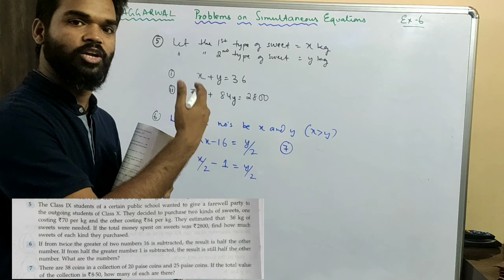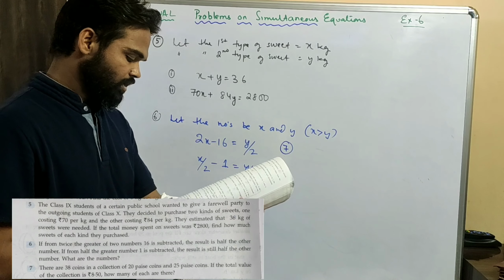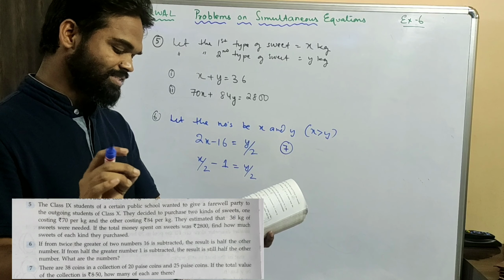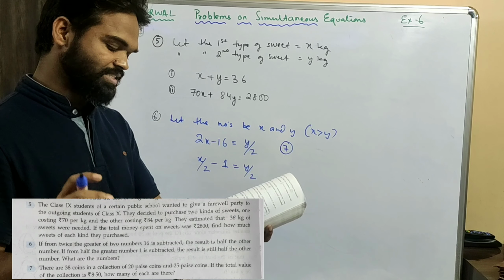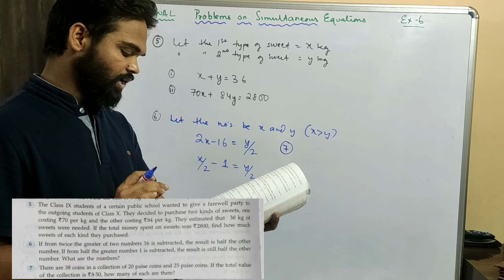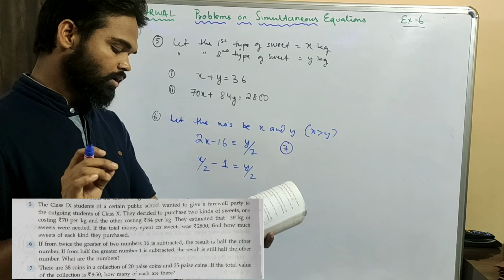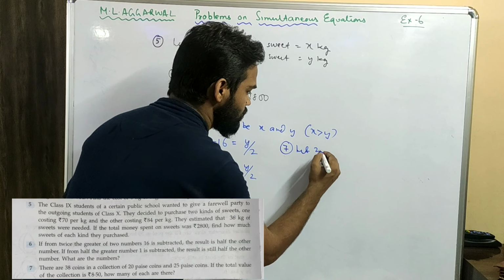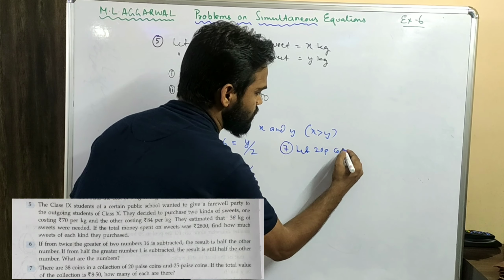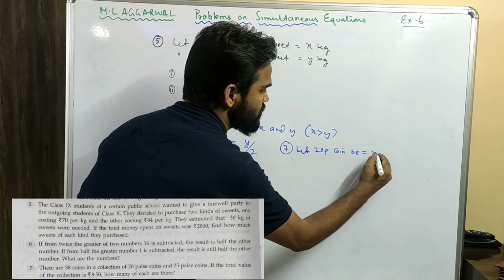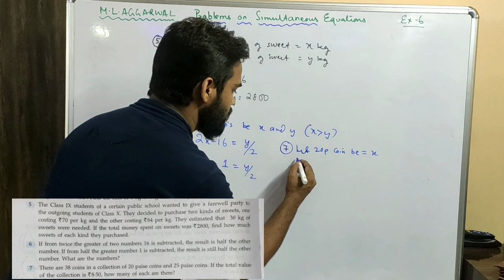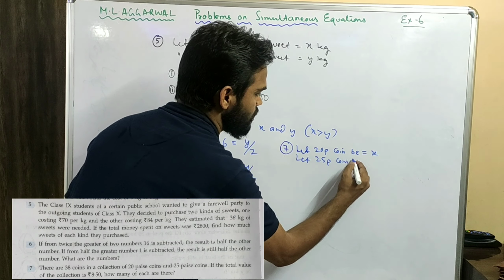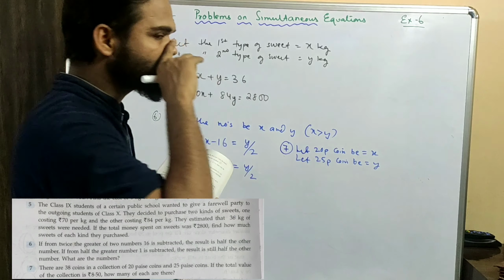I'm just framing the equation. You can solve it, okay? There are 38 coins in a collection of 20 paisa coin and 25 paisa coin. If the total value of the collection is rupees 8.50, how many of each are there? So let 20 paisa coin be x numbers. Let then 25 paisa coin be y in numbers.